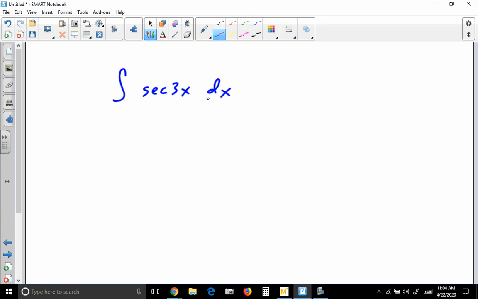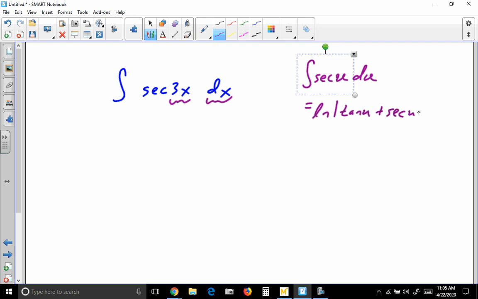Well, this part needs to be the derivative of that part, because our formula generically is secant u du. If it's just x, then that's okay to be dx. But if this is not just x, we have to do kind of like the chain rule or do a substitution. So whatever this is, that's the derivative of it. So that still integrates into natural log absolute value of tangent plus secant plus c.